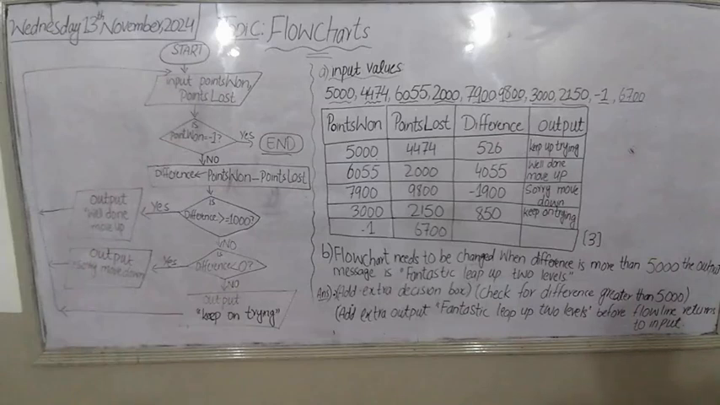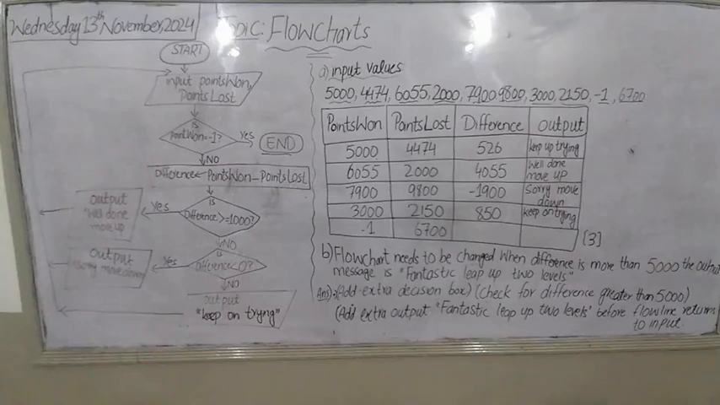Okay, and 3 marks for part B, that is saying this flowchart needs to be changed when difference is more than 5000 and the output message is fantastic, leap up 2 levels. Okay, so that is the kind of change which the examiner wants us to do in our algorithm, and the message given by the examiner is what he wants us to show or add in our algorithm. So how can you do this change? You have to write at least 3 steps for that, and you will get 3 marks.